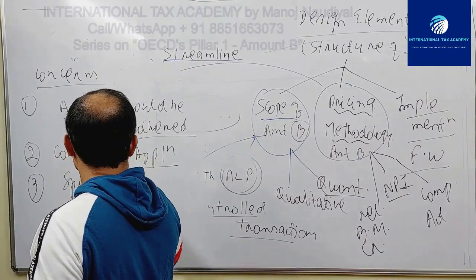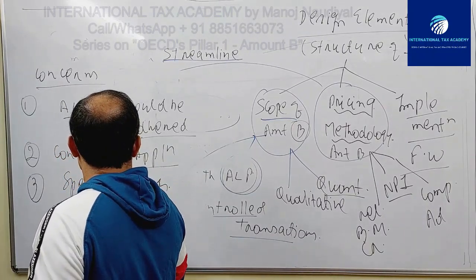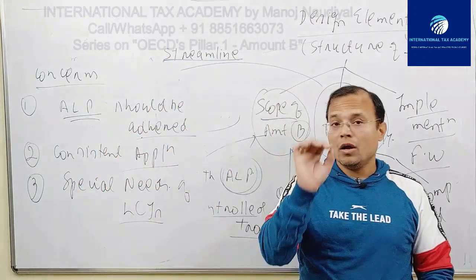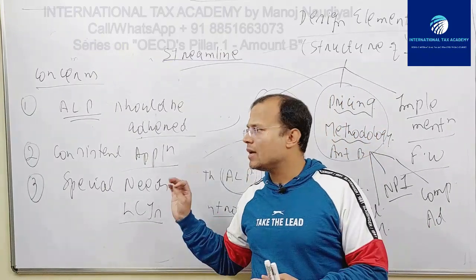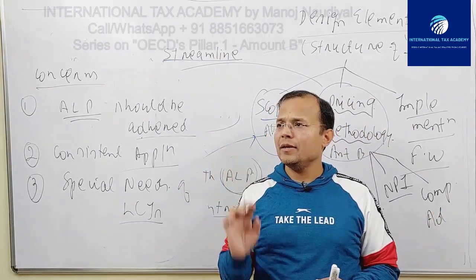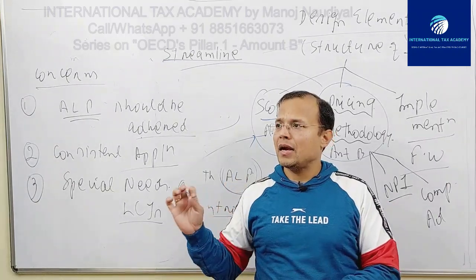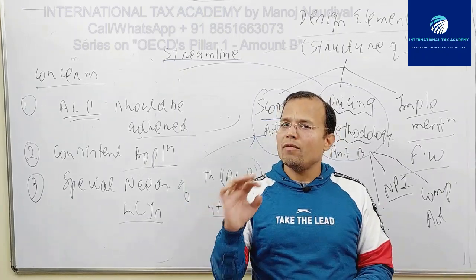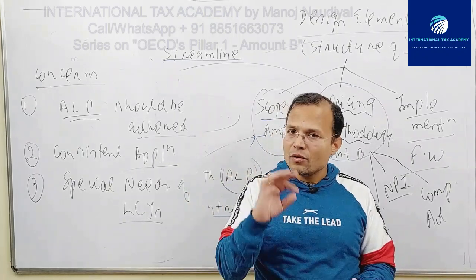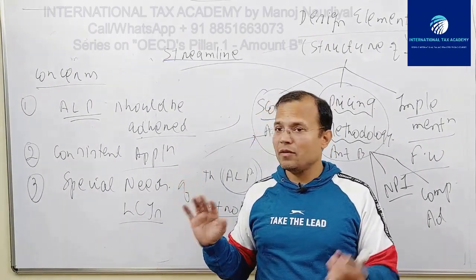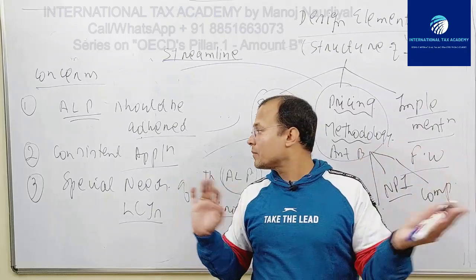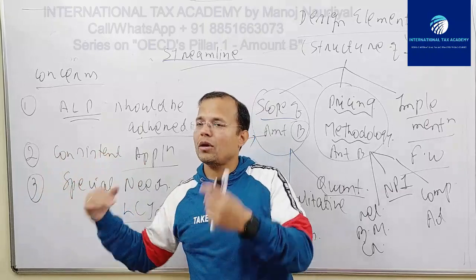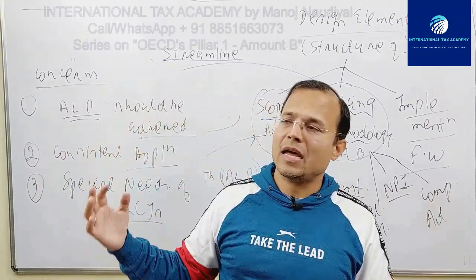Low capacity special needs of LCJs. Low capacity jurisdictions. Now, low capacity jurisdictions, they have very clearly voiced their concern that many a time there is an insufficient availability of relevant or suitable comparables for application of arm's length principle for pricing of these baseline marketing and distribution activities, these controlled transactions. So I mean they say that they lack relevant or reliable comparables by which arm's length prices can be established.